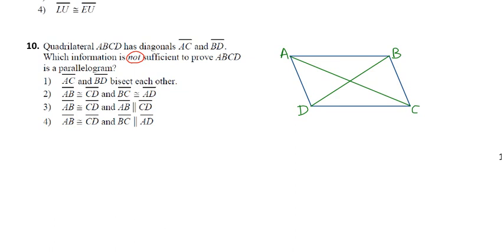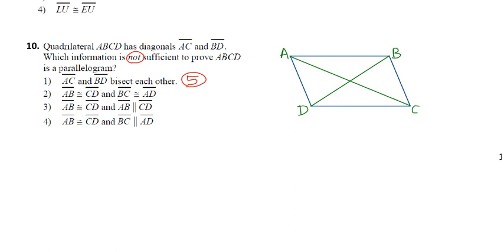Our options, option number 1 says AC and BD bisect each other. AC and BD bisect each other. If we have that, then this would be a parallelogram, because that would be our theorem number 5, that says if diagonals bisect each other, then it is a parallelogram. So this is not our answer, because we're looking for the one that is not sufficient. This would be sufficient to say that it is a parallelogram.